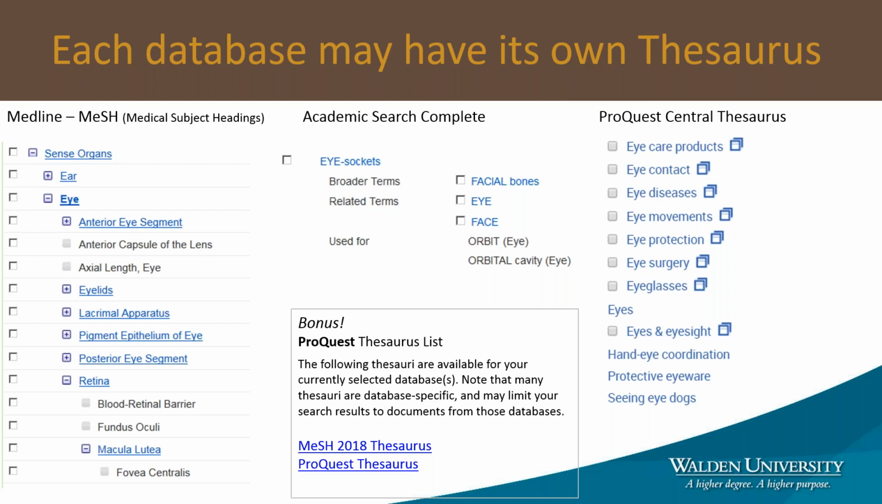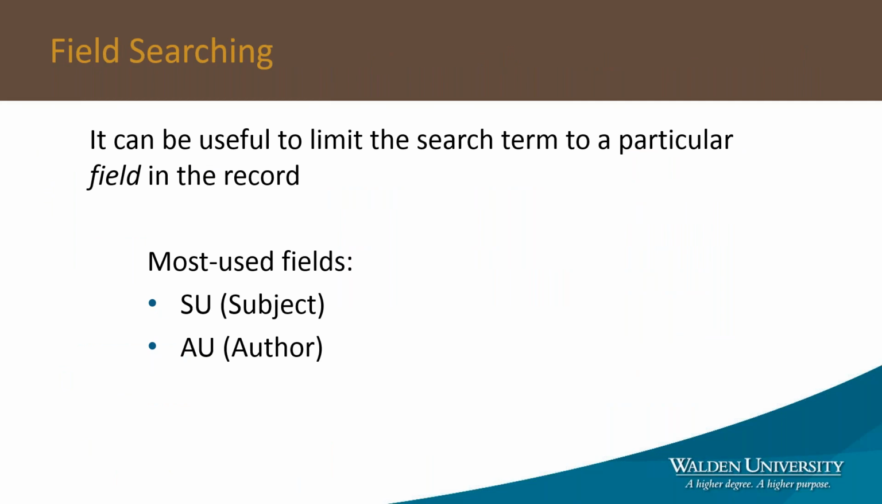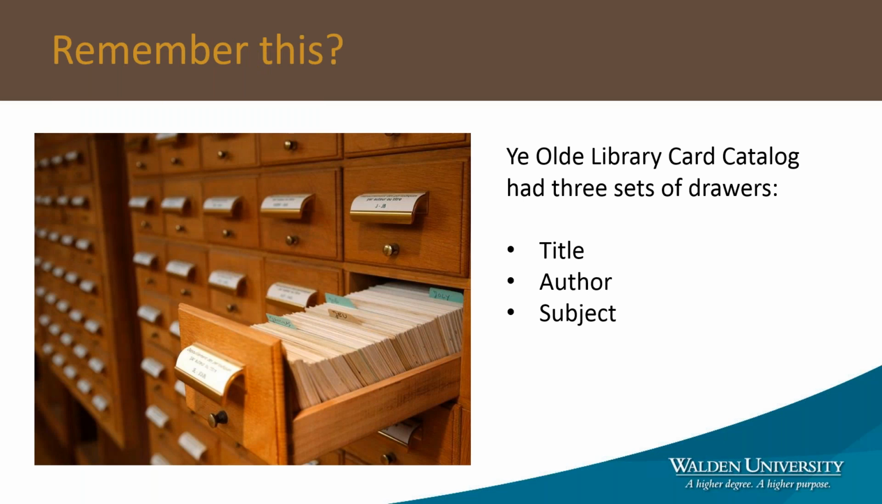So we are looking at all of these subject headings, and then what are we going to do with them? That's when we get to the field searching. There are quite a few fields in the record in these articles, but the most used fields when you're searching field specific are subject and author. And that comes from the olden days. Does anybody remember what these used to do? Once upon a time, the library would take each title and categorize it by title, author, and subject and give you three access points to that. And that's where the databases are coming with these fields.